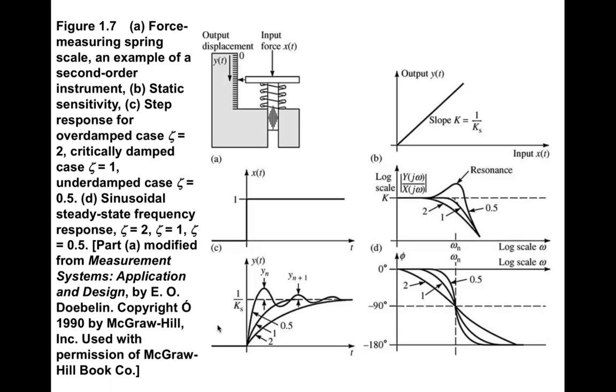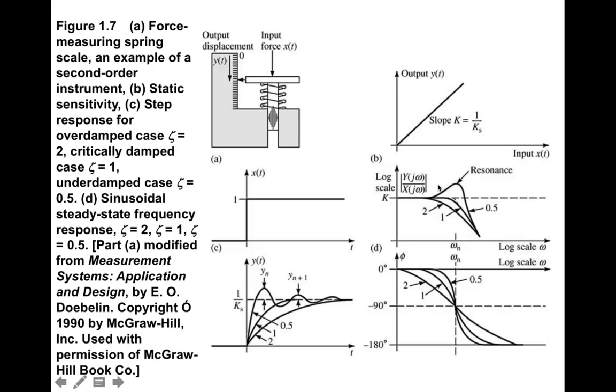These can be defined based on this parameter zeta. So if zeta is less than 1, the system is underdamped and it's going to oscillate. If it's equal to 1, it's critically damped, and if it's greater than 1, it's overdamped, which is going to slow this rise time. These curves on the right show your frequency response.